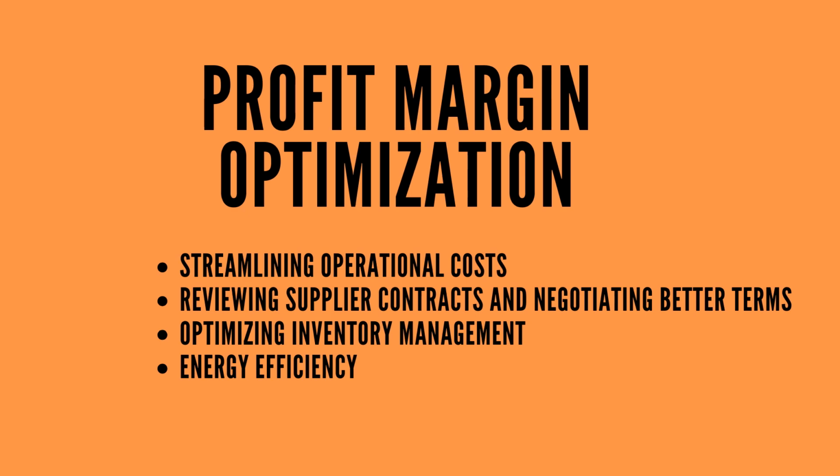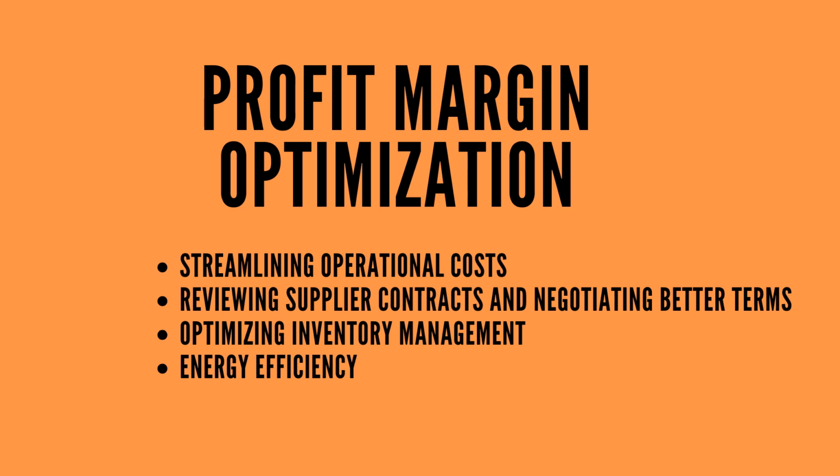Optimizing inventory management. Holding too much inventory can tie up capital and increase storage costs. Adopt a just-in-time inventory system to keep only what you need on hand. Example: a boutique reduces its storage costs by 20% by switching to a just-in-time system, only stocking items based on real-time demand.